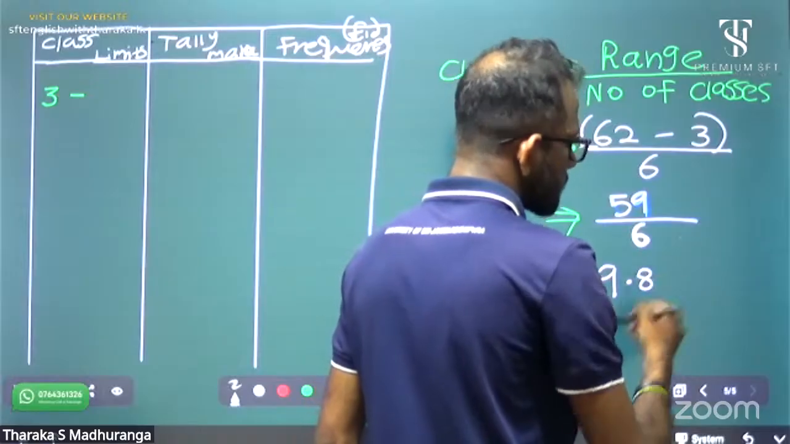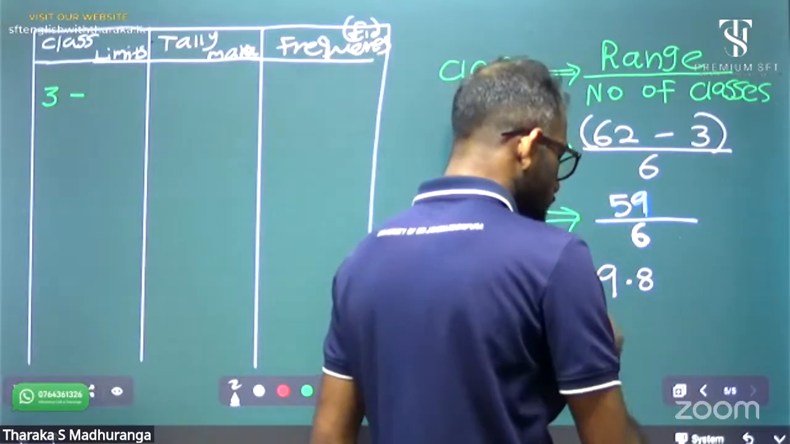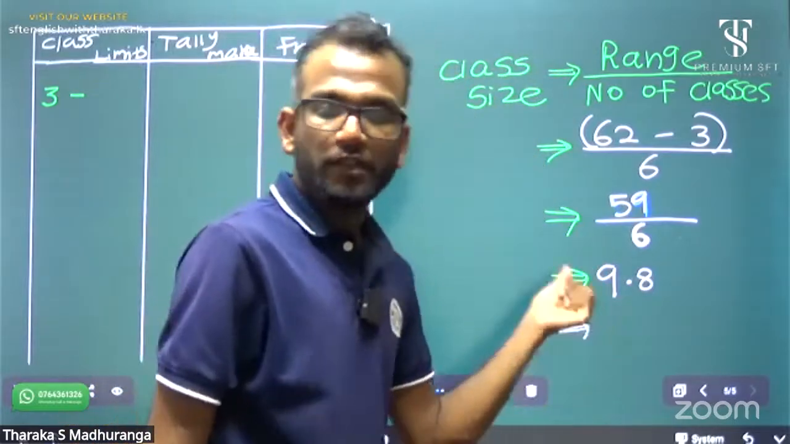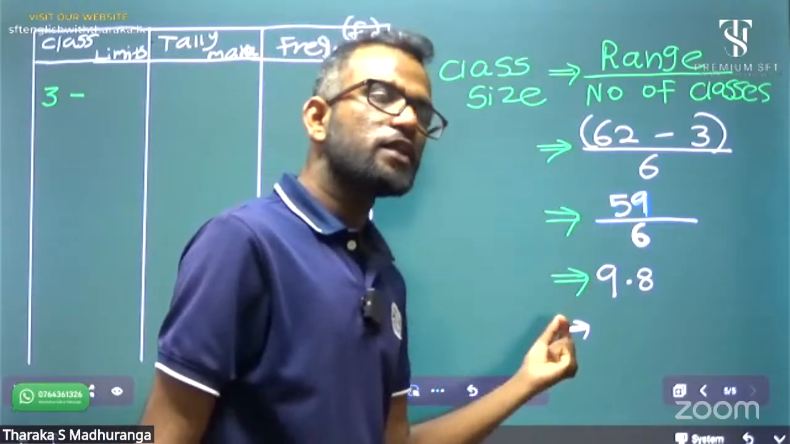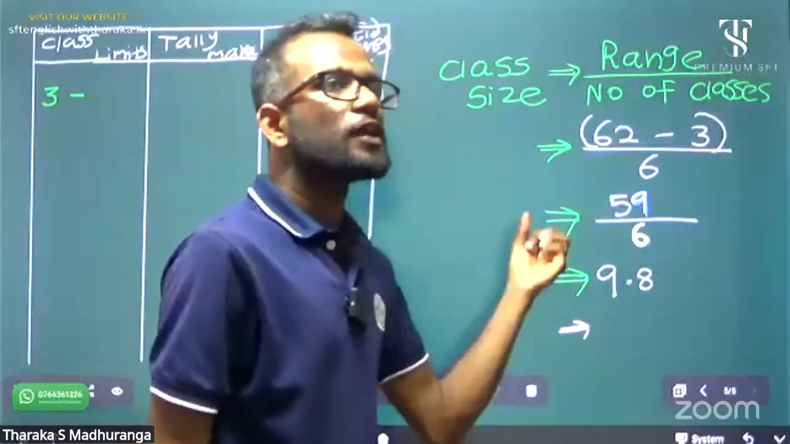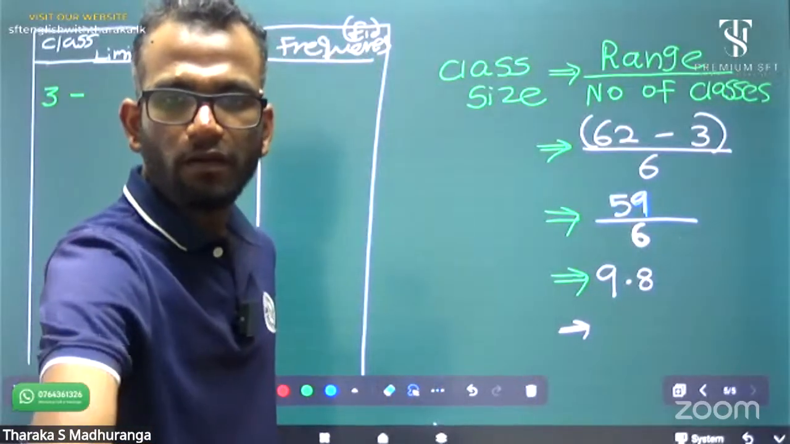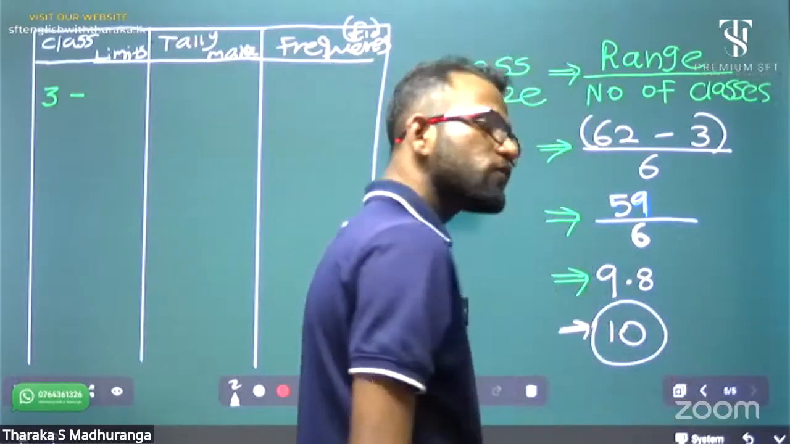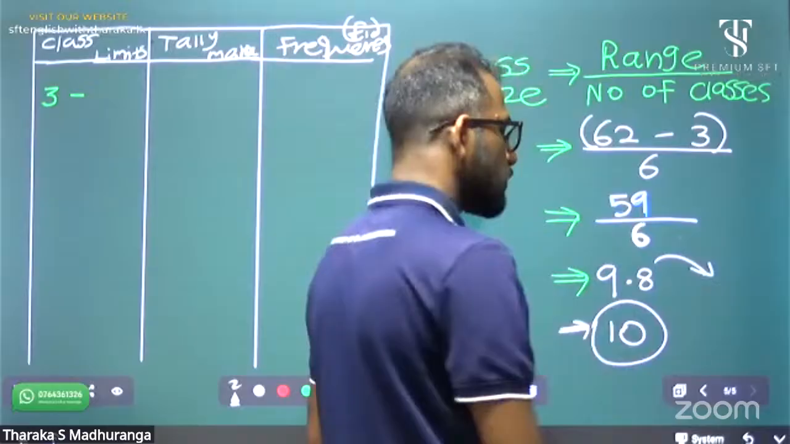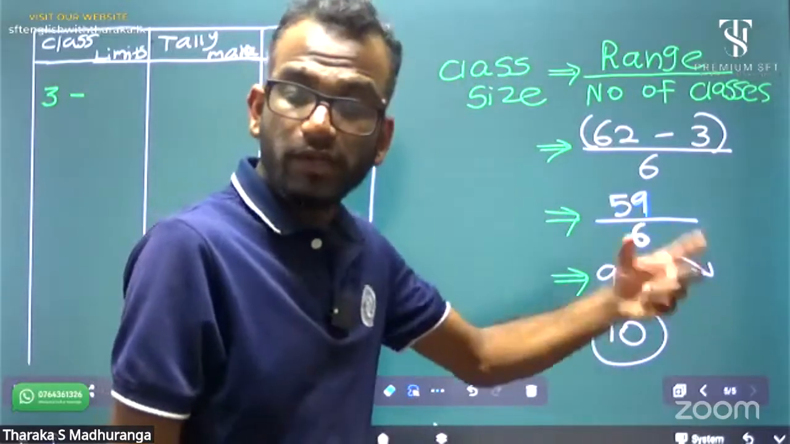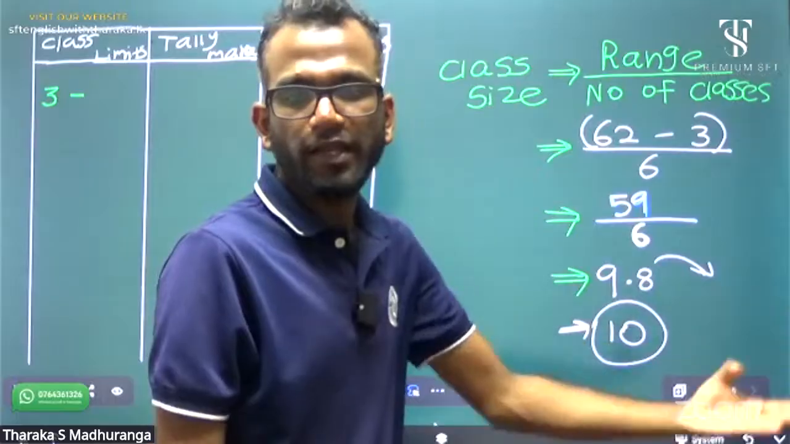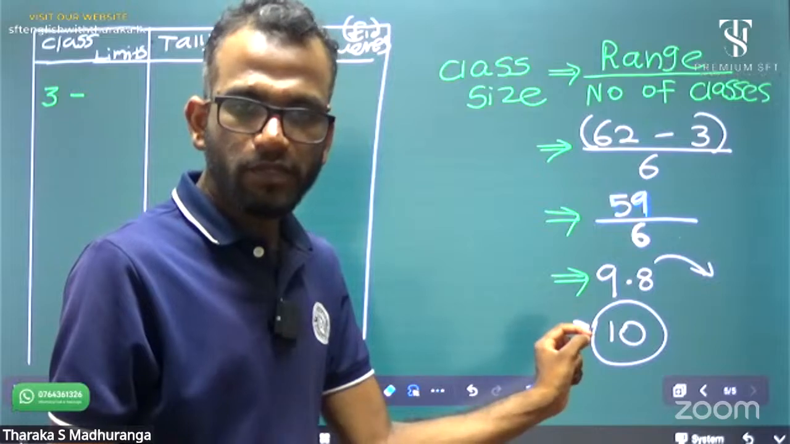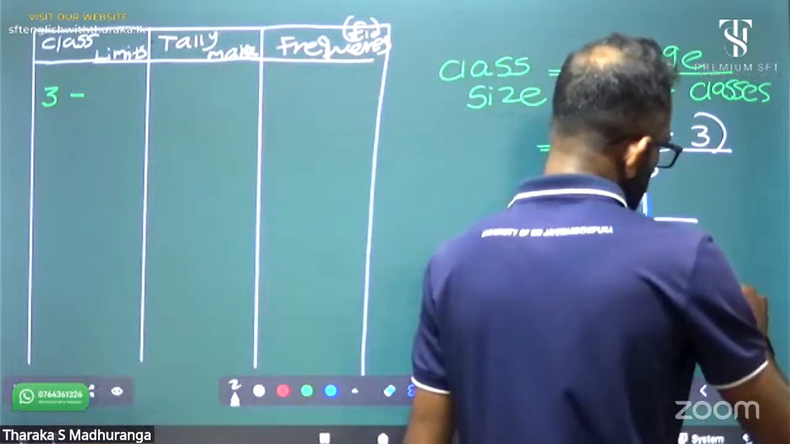9.8 is the value. Remember, if you get any value, such as 9.1, 9.8 or 9.9 hours, what should we take? 10, remember. We take 10. Always take the next nearest whole number. Next value, not round off. Always take the next full number, the whole number. Understood? Get the next whole number.